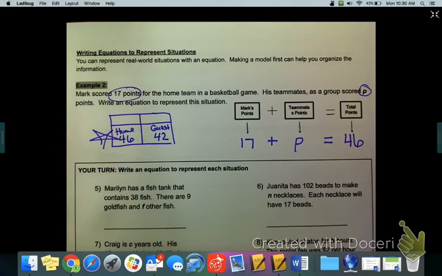All right, I'm going to have you take a second and pause the video. You are going to try 5, 6, 7, and 8. All you're doing is writing an equation to match the story. You're not solving anything, you're just writing an equation. When you're ready to see the answers, push play.